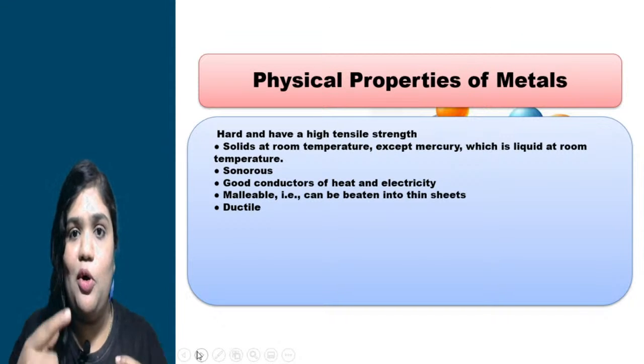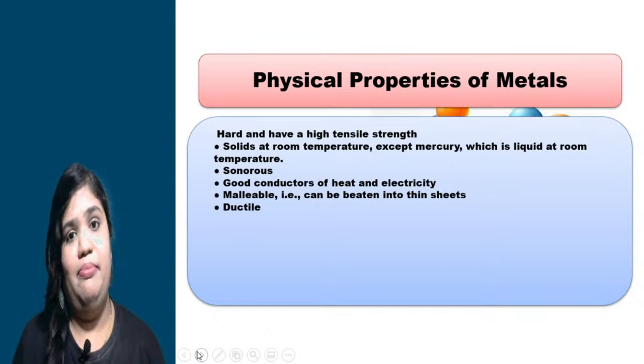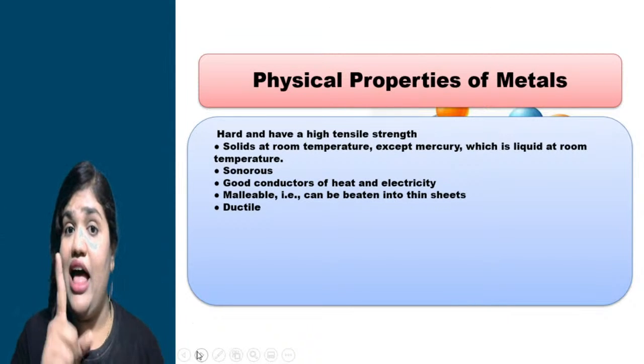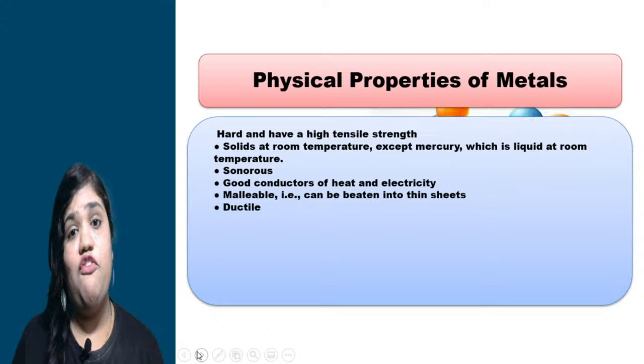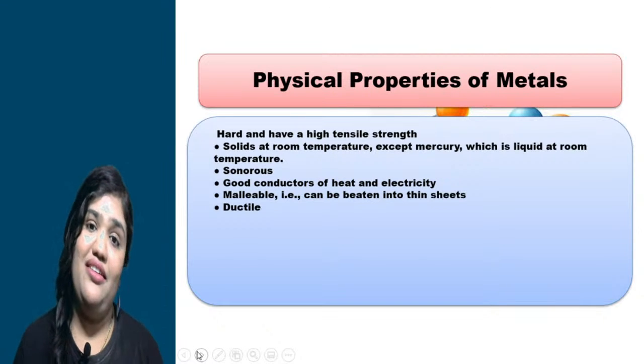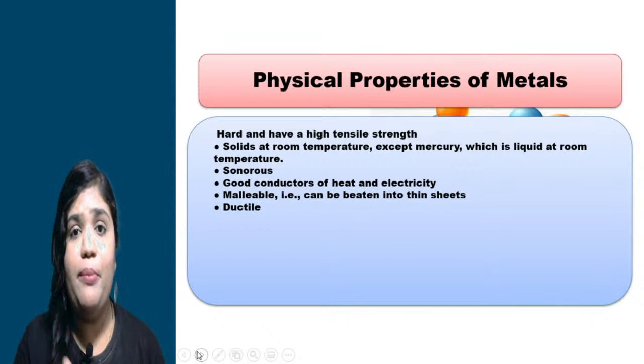Sonorous, they can produce pleasant sound. When we hit metals, they can produce sound, right? And metals are good conductors of heat and electricity. They have high boiling and melting points. Some exceptional cases are there. Generally, metals are grey or silver in color. So yes, students, this is all about the physical properties of metals, right?